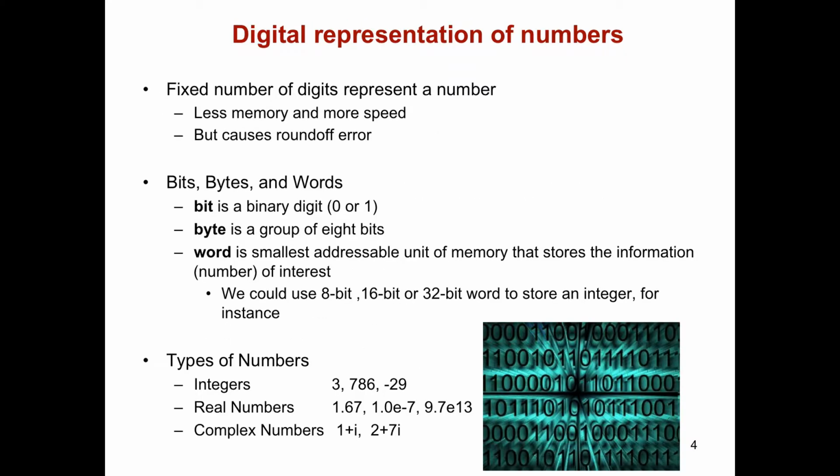Now, again, I mentioned already that I typically have a fixed number of digits to represent a number on a computer. And the less memory I use, the faster I am. So sometimes there's a trade-off between how precise I want to be and the speed with which I'm going to process my data. Okay? So one example I can give you is from my research.